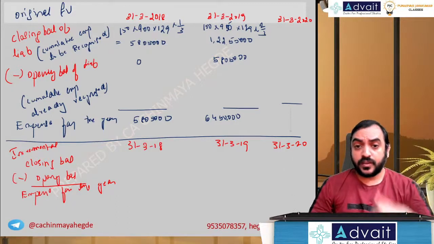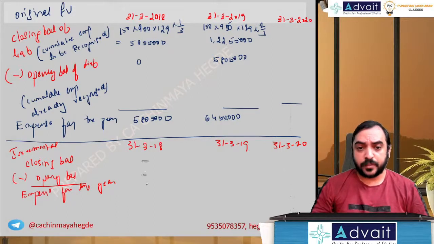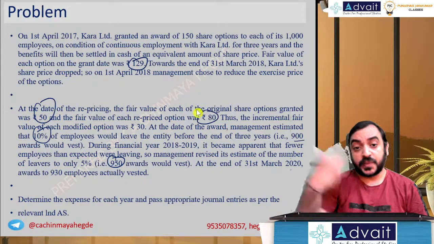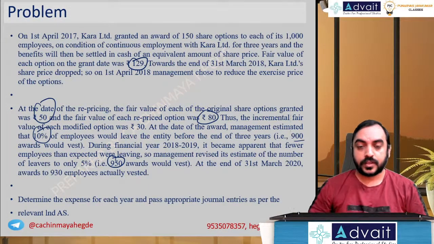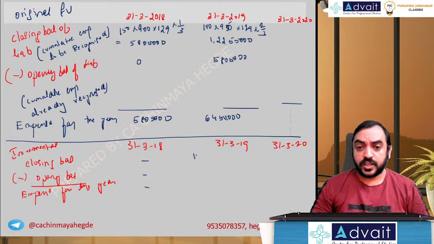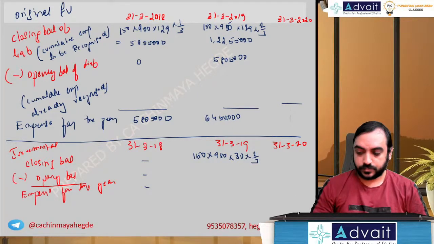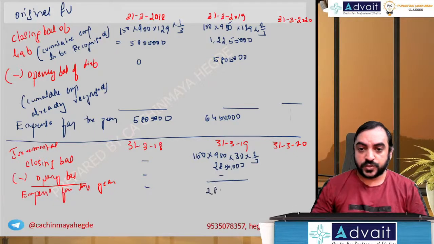Okay, for the same year I will do this incremental also. First year, nothing happened. Second year, the incremental happened. And how much is the incremental amount? From 50 rupees to 80 rupees, 30 rupees incremental amount we should consider. So closing balance will be 150 options, 950 employees, not 129, but the incremental fair value of 30 rupees into 2 by 3, which is 28,50,000. There is no opening balance, so the expense there is also 28,50,000.